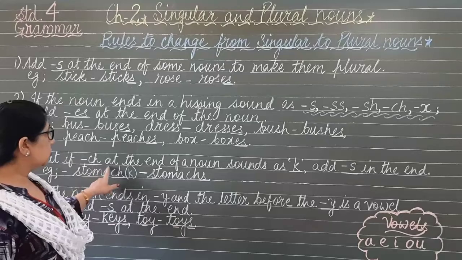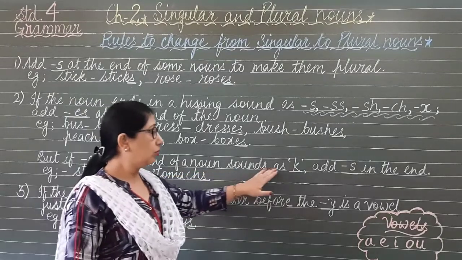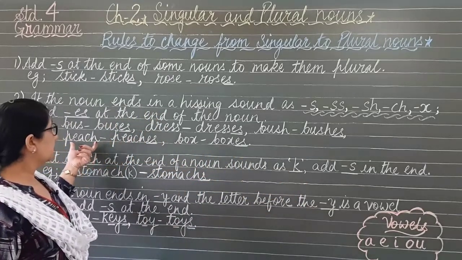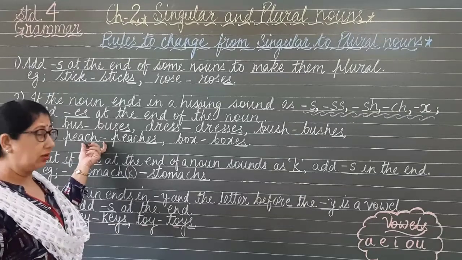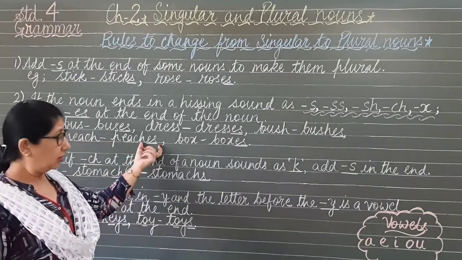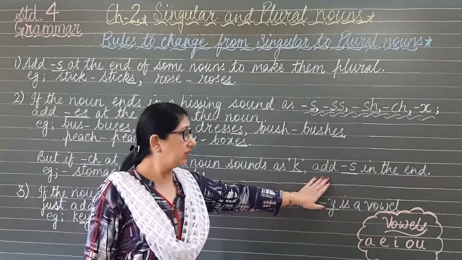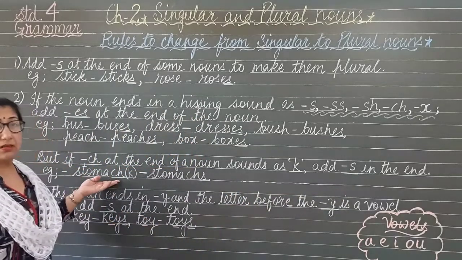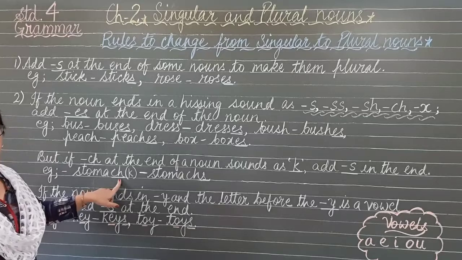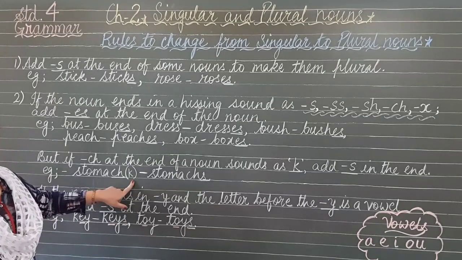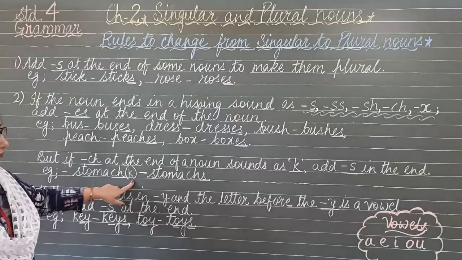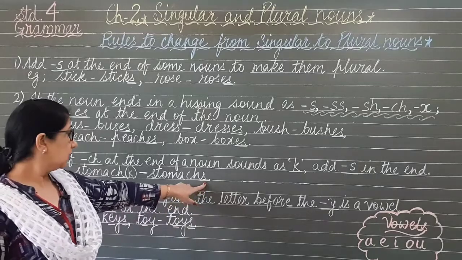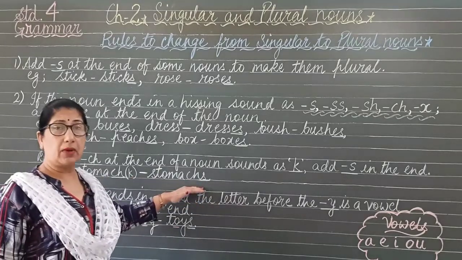If ch at the end of a noun sounds as k, not as ch, as in peach. If it is peach, ch sounds ch, we have to add es. But if it sounds as k, then we need to add only s at the end of the word. For example, stomach. Here, ch is not ch, but it sounds like k, stomach. So we have to convert this word from singular to plural by adding only one s. So stomach, plural will be stomachs.